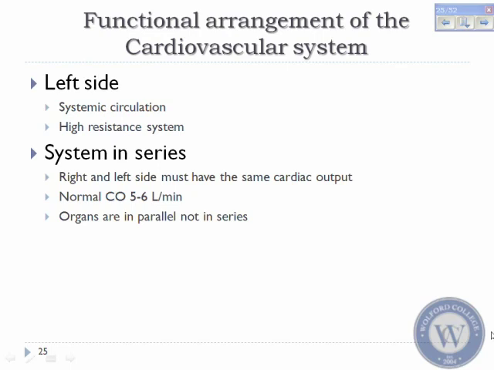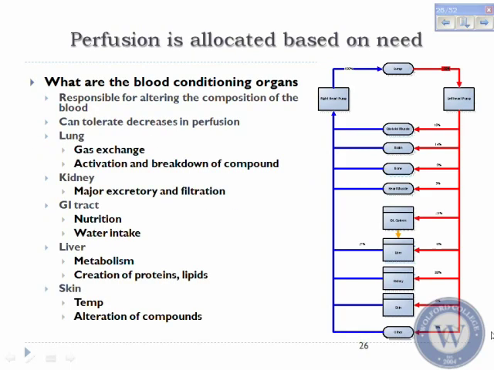So even though your right-sided cardiac output is what's being measured, you're actually measuring both because they always have the same amount. The actual amount of volume in both ventricles is also essentially the same, and the amount of volume being pumped from one side to the other is essentially the same. So stroke volumes are the same in both ventricles. The normal cardiac output is around 5 to 6 liters per minute. Once you're pumping out systemically, the organs are in parallel, not in series, which is what I just showed you.